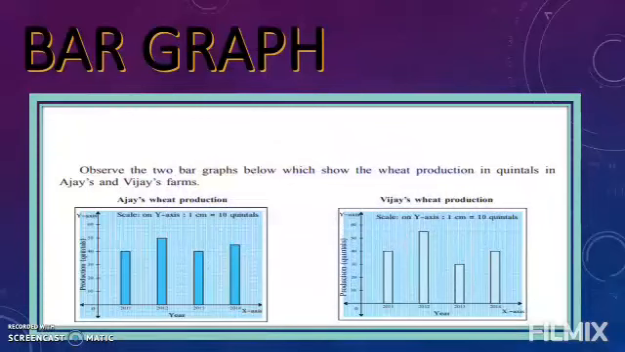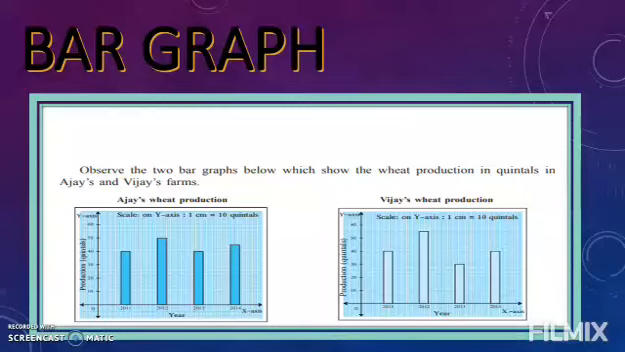Here it is given. Observe the 2 bar graphs below, which show the wheat production in quintals in Ajay's and Vijay's farms. In this we have 2 bar graphs. First bar graph is showing information about Ajay's wheat production, and second bar graph is showing information about Vijay's wheat production. Let's read information given for Ajay's wheat production.